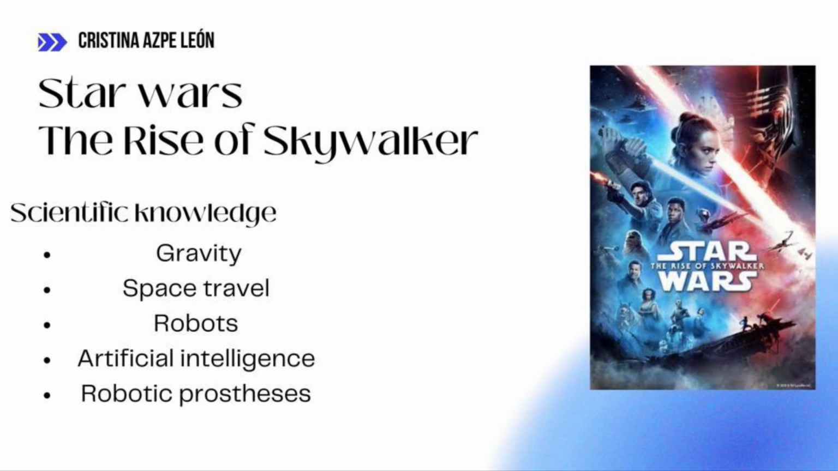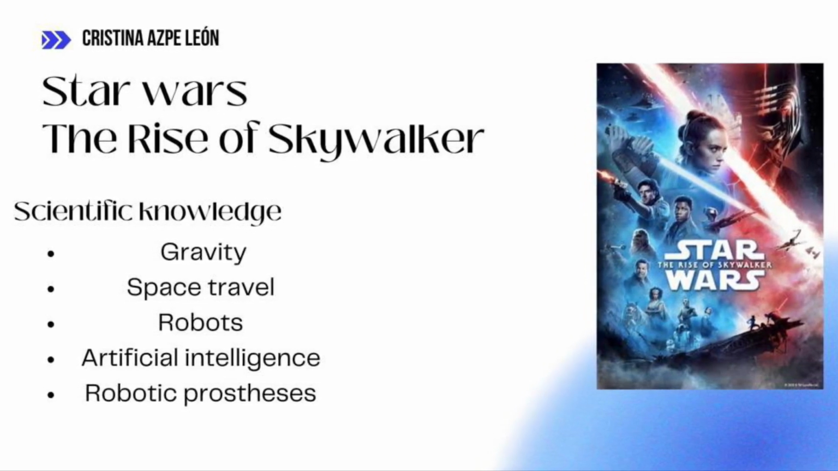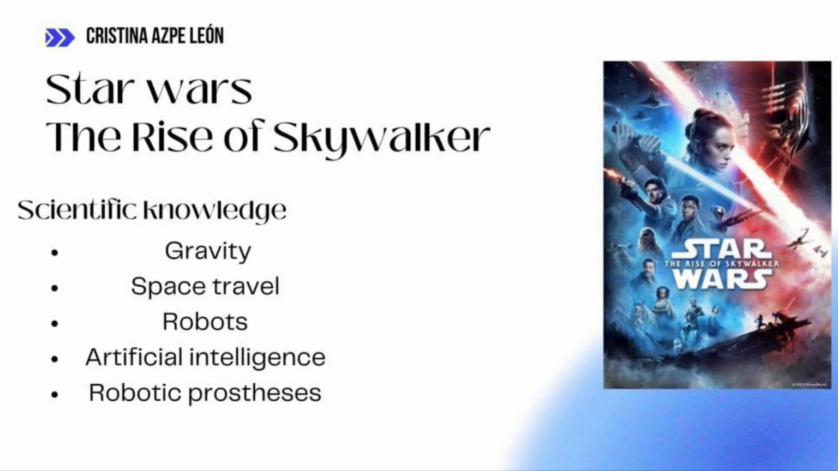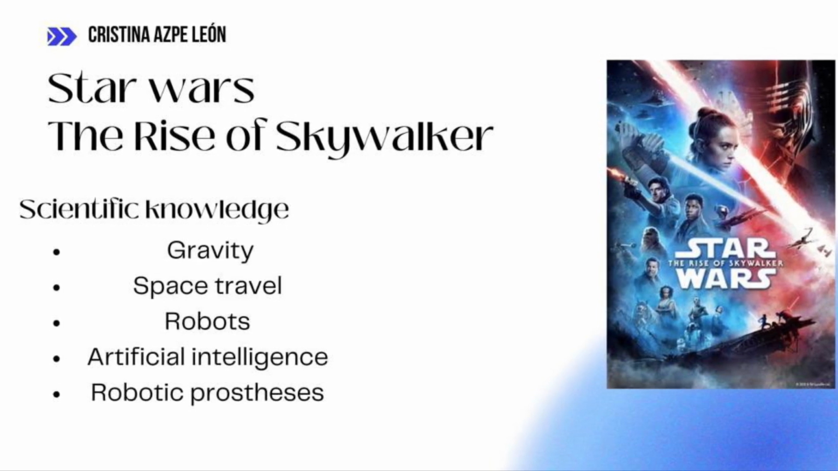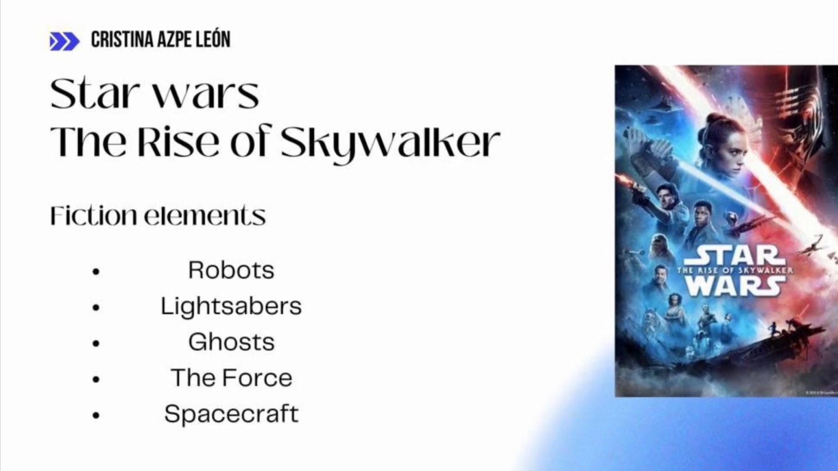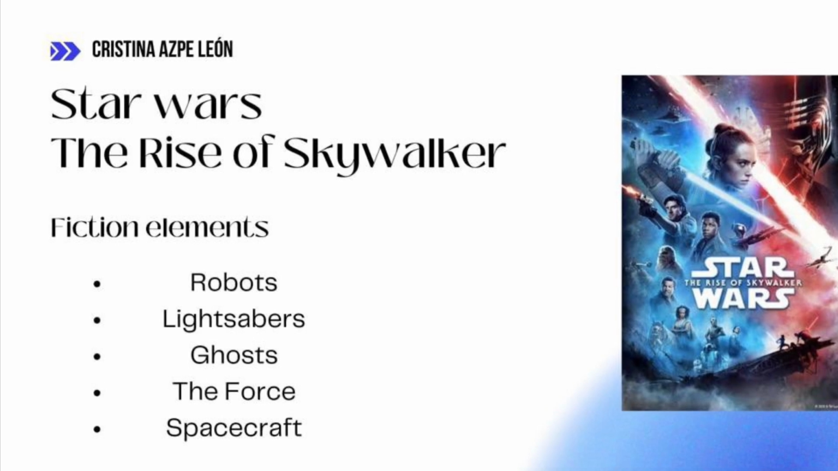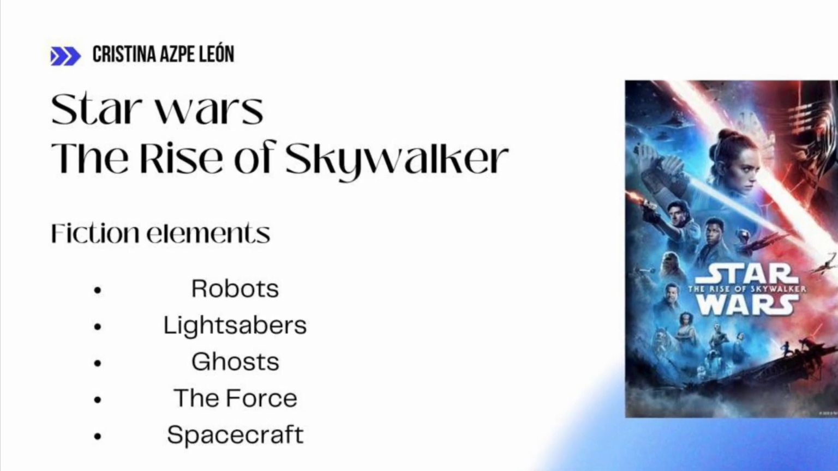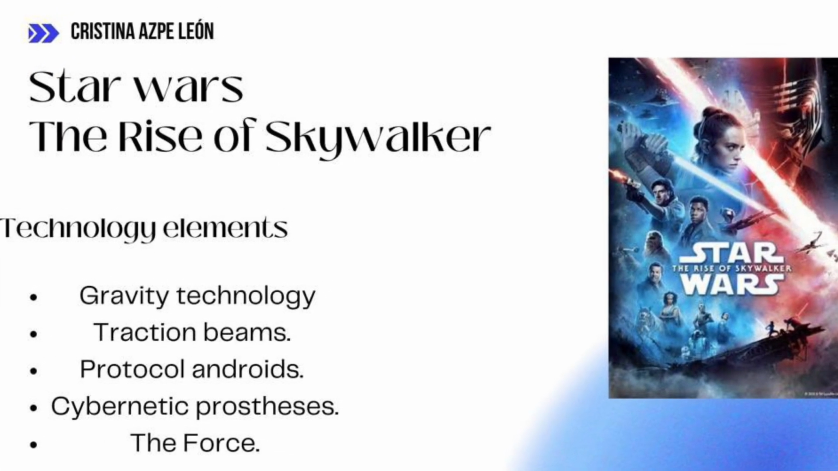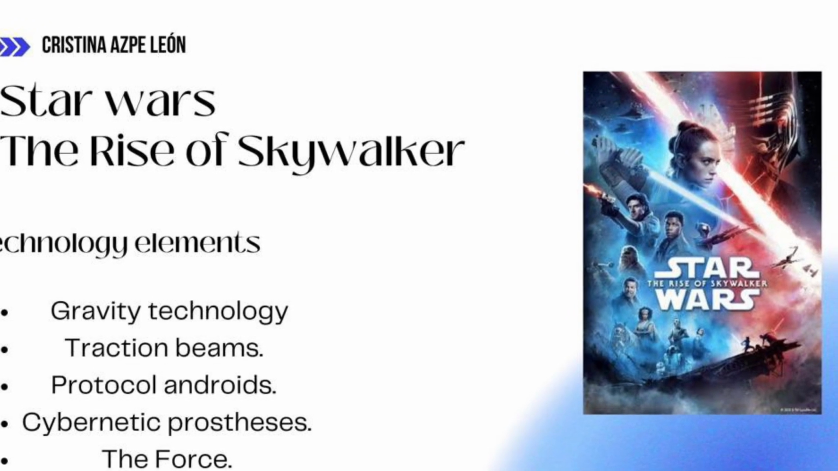Now I'm going to talk about the Star Wars movie. The elements that we can distinguish about the scientific knowledge are gravity, space travel, robots, artificial intelligence, and robotic prostheses. The fiction elements that we can observe when we watch the film are robots, lightsabers, ghosts, the Force, and the spacecraft. There are many technological elements used in Star Wars. Some of them are gravity technology, traction beams, protocol androids, cybernetic prostheses, and the Force.